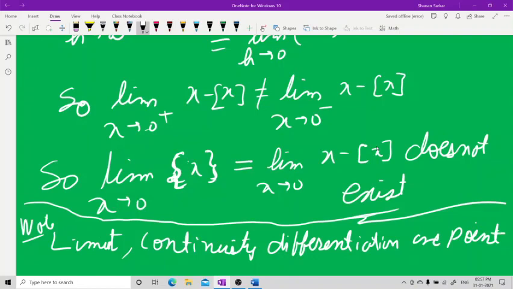These are point based properties. That is the thing. And I think I have been able to cover most of your typical questions on this.